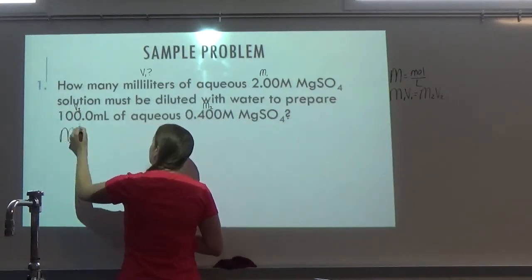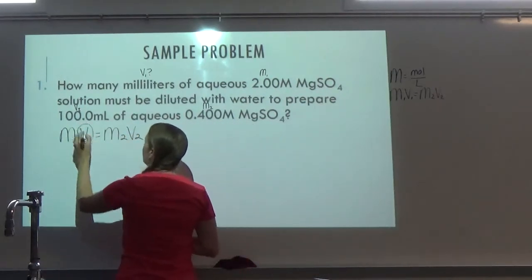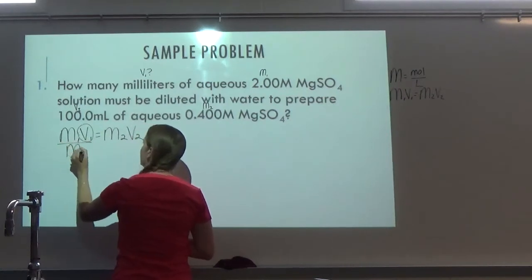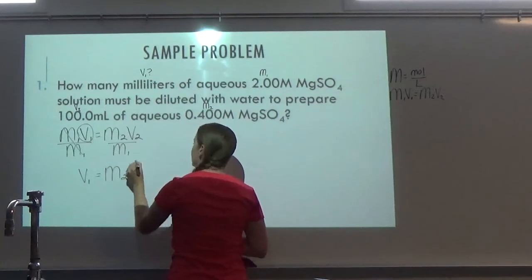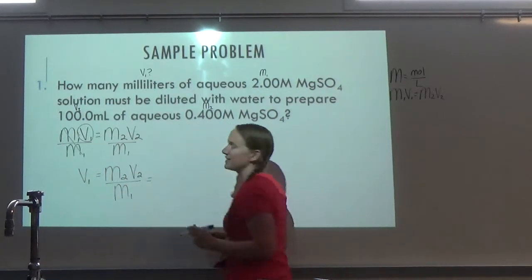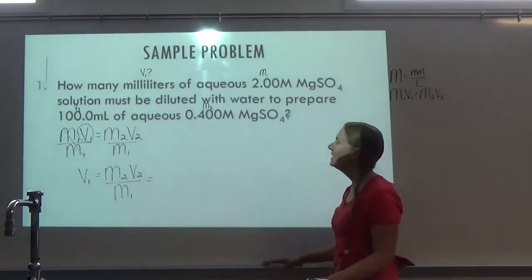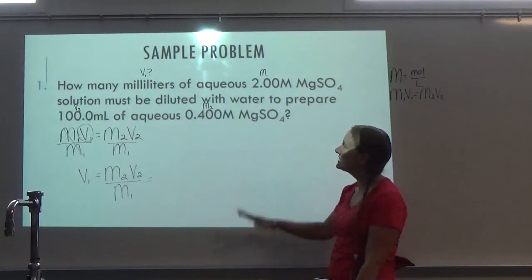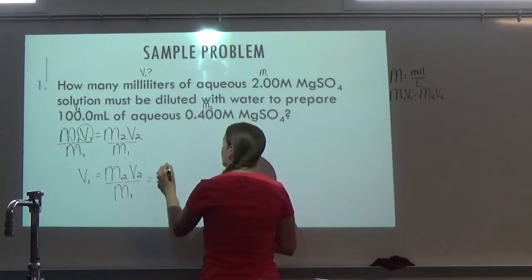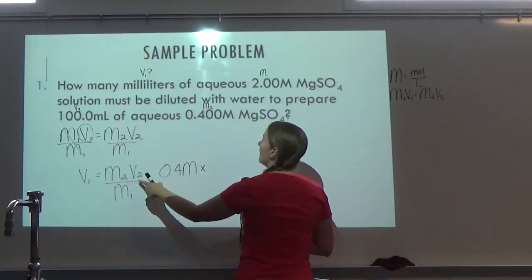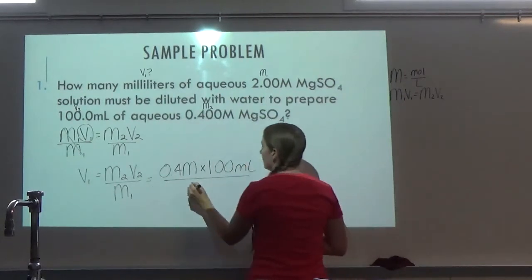All right, so we have M1 V1 equals M2 V2. And so we are solving for V1, so I have to get it by itself by dividing both sides by M1. So V1 equals M2 times V2 over M1. Oh my gosh, I love just rearranging and plugging into formulas and just algebra in general. That's why I love this chapter. I mean, I love every chapter. What am I talking about? All right, so if you've labeled everything like I do, then you just plug in. So we have M2, which is 0.4 molar, times my V2, which is 100 milliliters, over my M1, which is 2 molar.